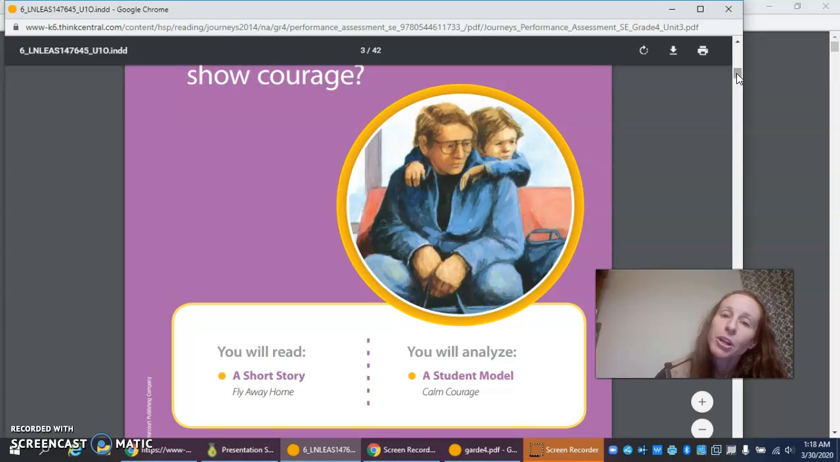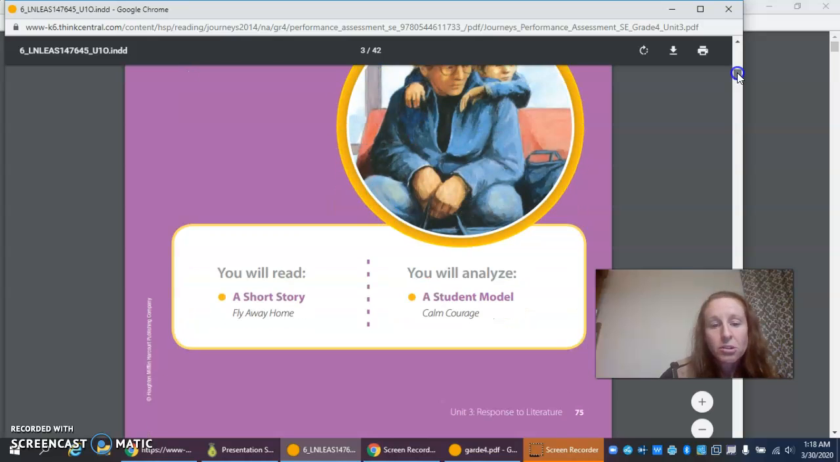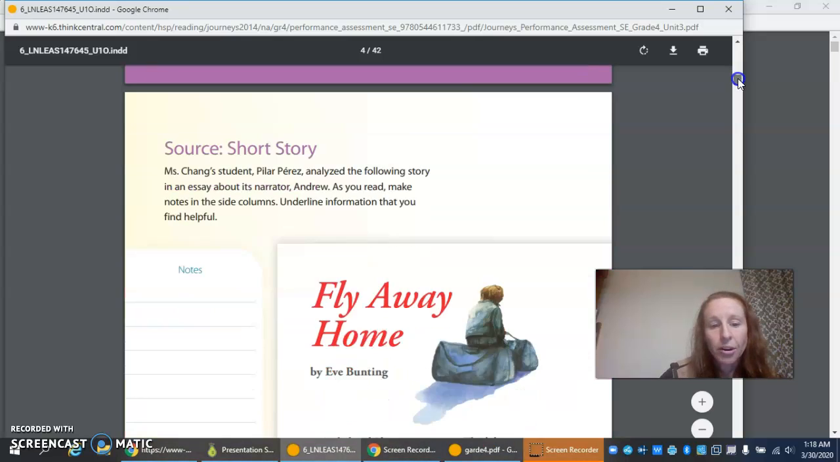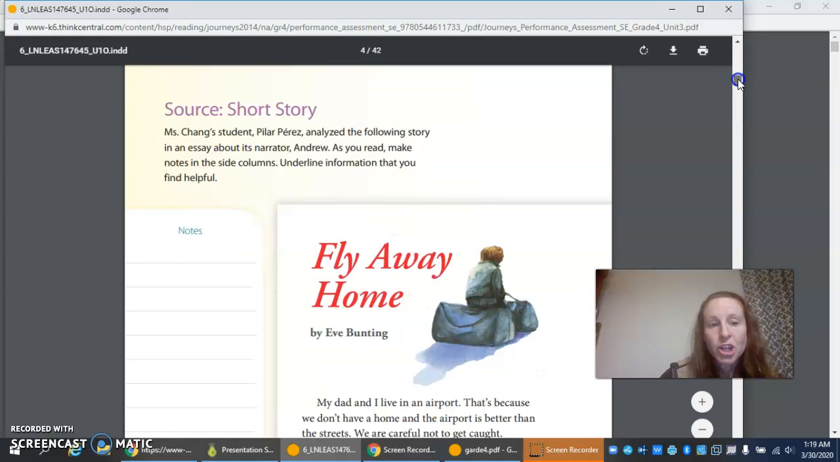So you can read it by yourself, or you can follow along with the actual book, because Fly Away Home is an actual picture book. And then you're going to analyze the student model, calm, courage, and then you're going to answer a couple questions. So if you keep going here, Miss Chang's student, Pilar Perez, analyzed the following story in an essay about its narrator, Andrew. As you read, make notes in the side columns, underline information that you find helpful.